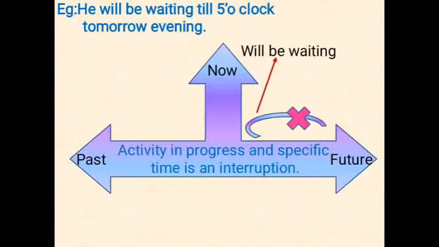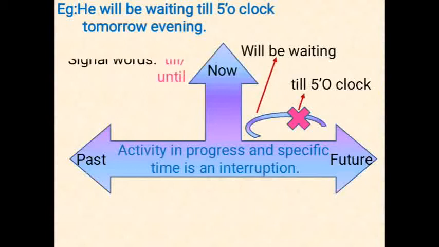Which action is interrupted? Will be waiting. It is interrupted by the time, that is till 5 o'clock. And what are the signal words for this? Till or until. These are the signal words for the future continuous tense. Now, the next example. I will be doing exercises when she arrives.